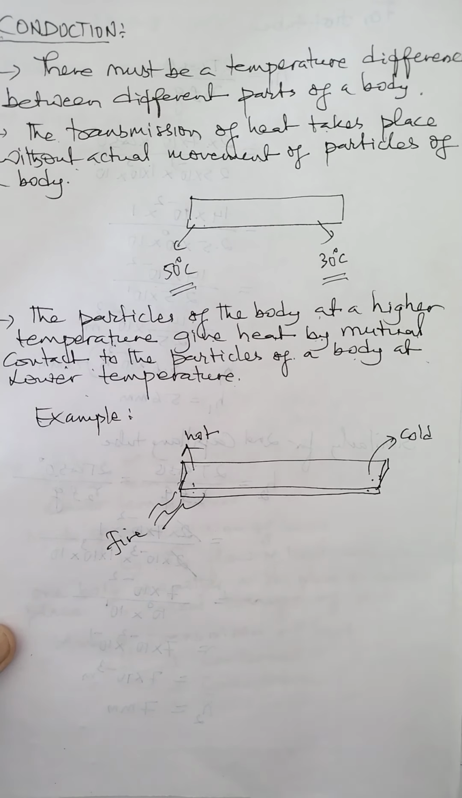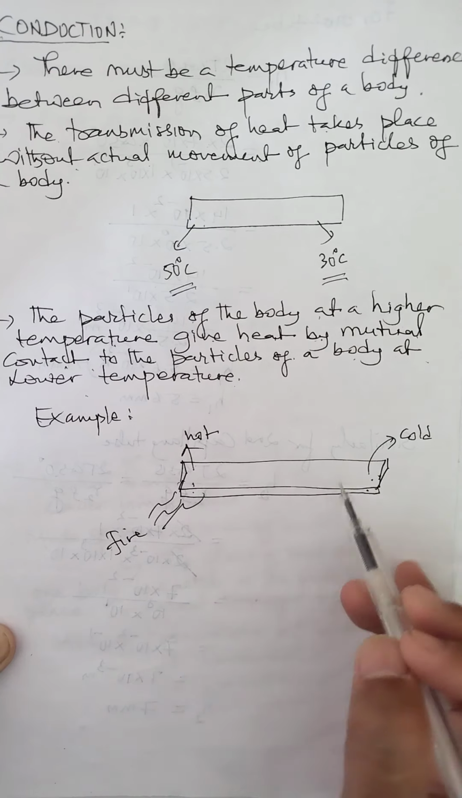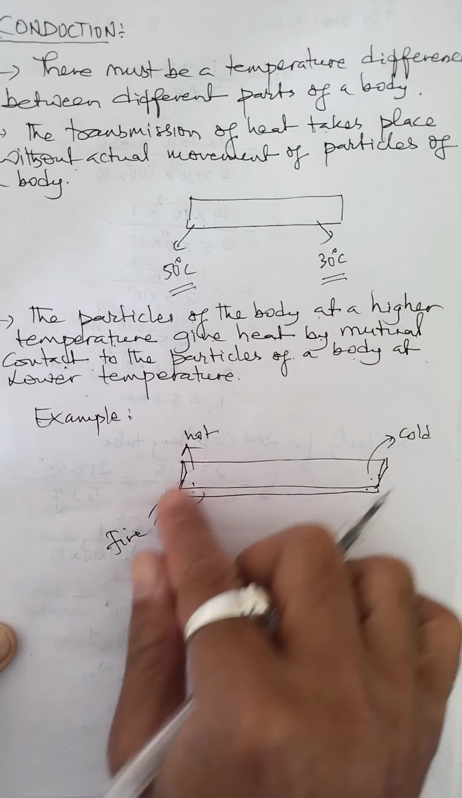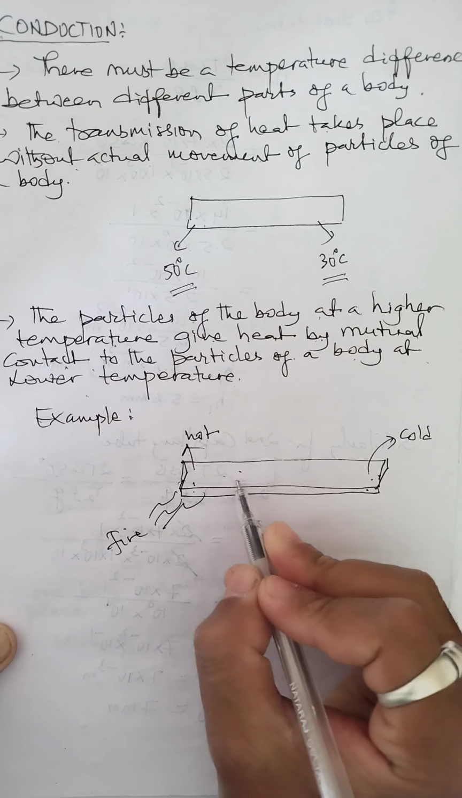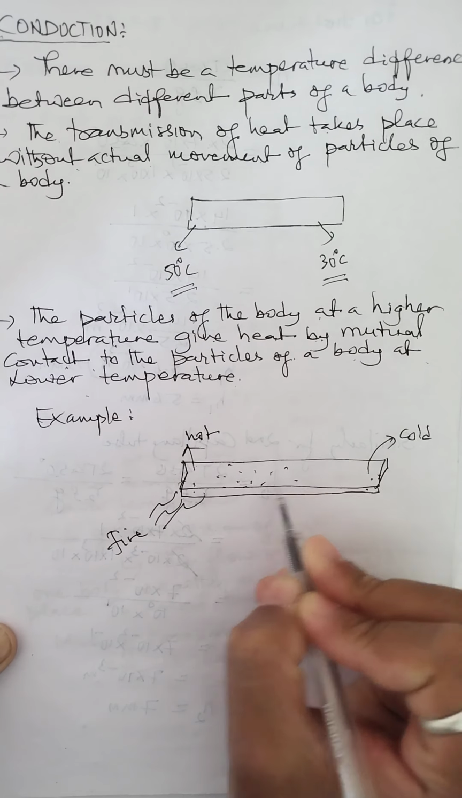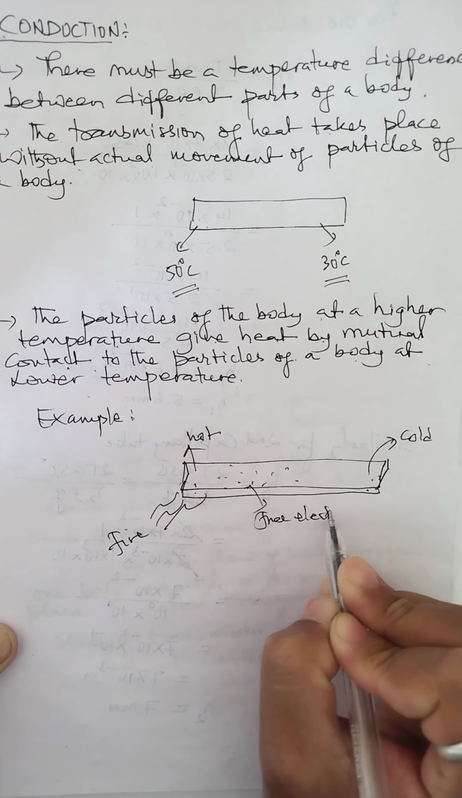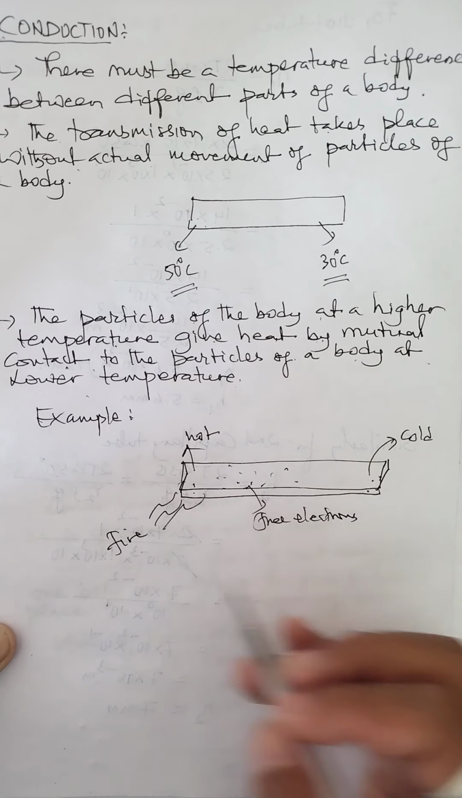Now the question that arises is why heat transmission takes place in this metallic bar. Metals, as you know, are good conductors of heat. They are good conductors of what? Heat. The heat conduction in metals mostly takes place by the free electrons. What electrons? Free electrons, because in metals there are a large number of free electrons present within the metal.